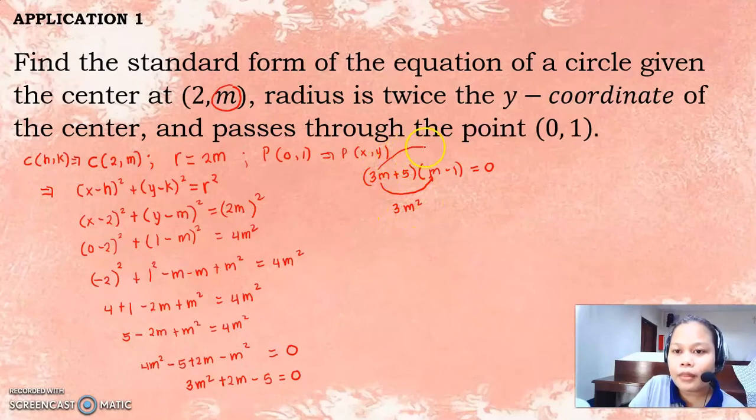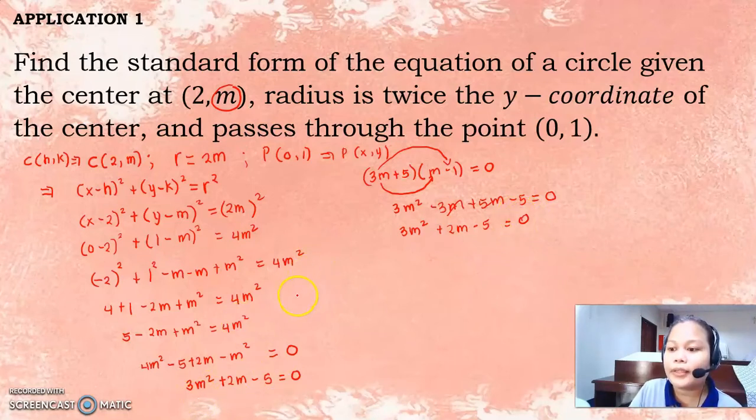Then 3m times negative 1, we have negative 3m. 5 times m is 5m. Then 5 times negative 1 is negative 5, equal to 0. Then combine like terms, we have here 3m squared. So 3m plus 5m, we have positive 2m minus 5 is equal to 0. So they're just the same.